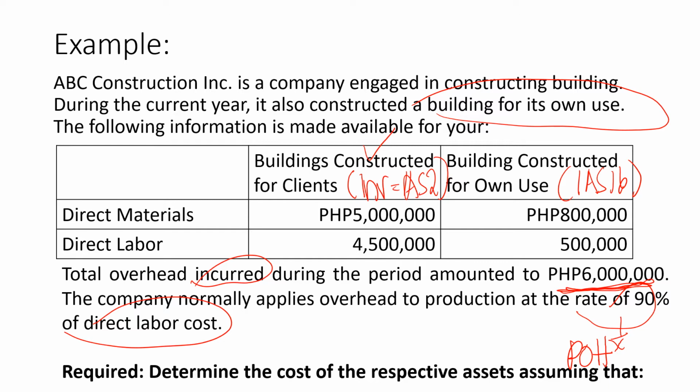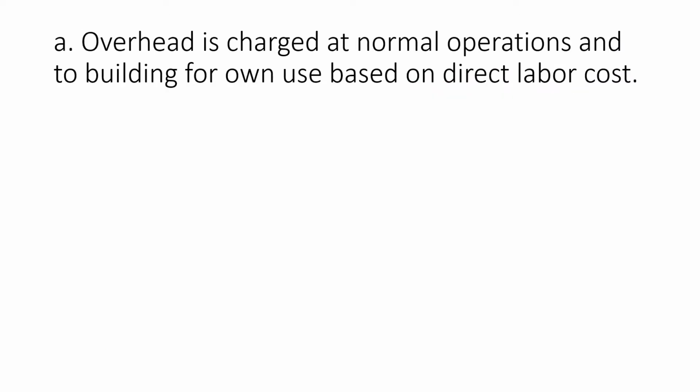Assuming that meron mga ibang requirements. First, overhead is charged to normal operations, ibig sabihin inventory, and to building for own use based on direct labor cost. Sabi niya based on direct labor cost daw. So, ang allocation ratio natin is direct labor cost, pero hindi yung predetermined overhead rate. Kasi may binigay kanina na predetermined overhead rate na nakabase din sa direct labor cost.